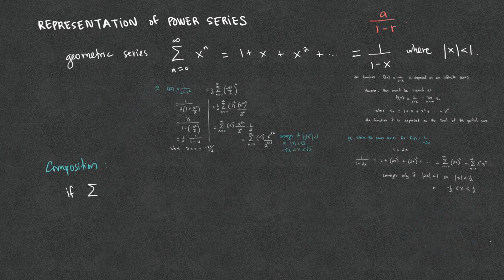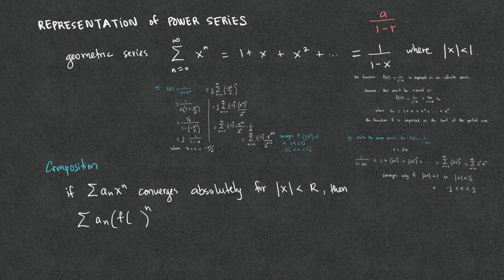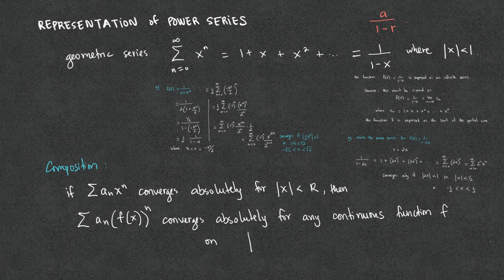From these examples regarding the geometric series, we see that the geometric series converges absolutely for the absolute value of x less than r. Then the series a sub n f of x to the n converges absolutely for any continuous function f on the absolute value of f of x less than r. In the previous example, f of x is minus x squared over 2.